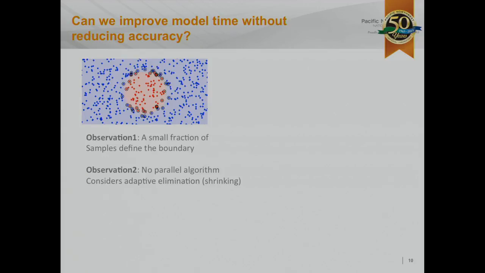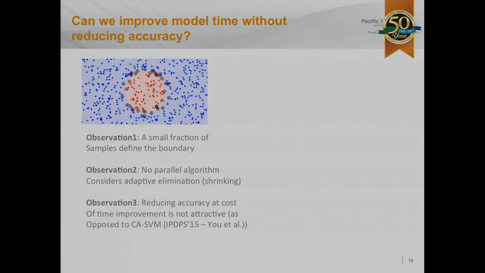Observation number 2. There is a sequential algorithm that essentially adaptively eliminates those worthless samples, but there is no parallel algorithm. This work was published by Joachims in 2005, but there is no parallel algorithm. Not even shared memory, not even distributed. Third, reducing accuracy at the cost of time improvement is not acceptable.